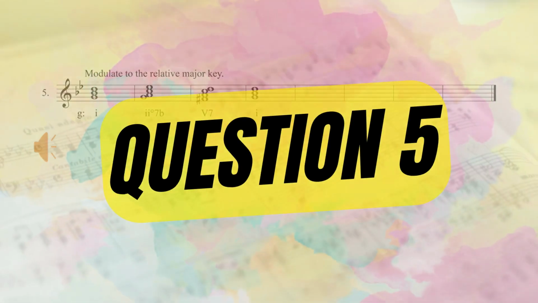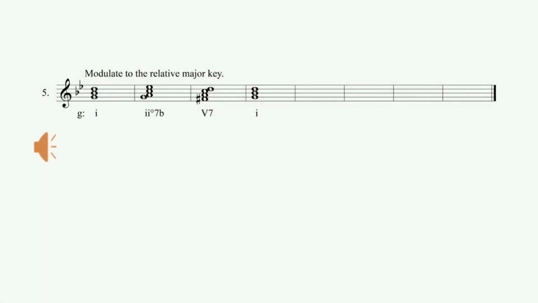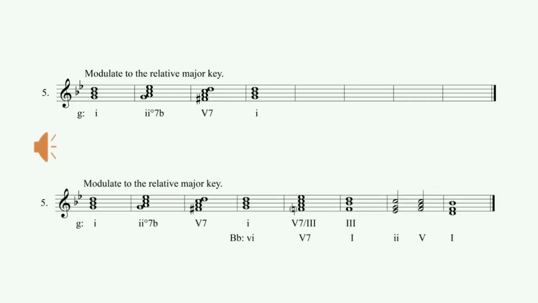Question 5. Modulate to the relative major key, starting from G minor. This means that we are modulating to the B flat major key, which is the median of G minor. Here's the answer. I used the G minor chord as the pivot. It is chord 1 of G minor and chord 6 of B flat major at the same time. I then used an F dominant 7th chord of the new key. This is indicated as 5/7 of 3 from the old key, but as a simple 5/7 from the new key. I then arrived at the B flat major chord as the new tonic.